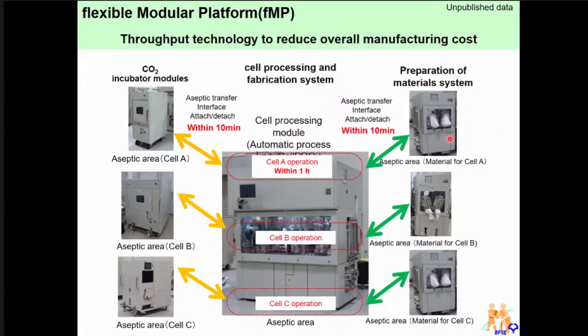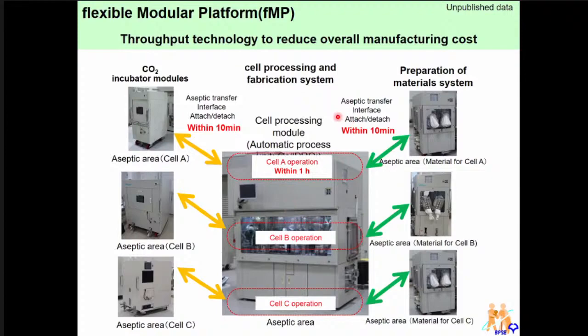We put the materials in the material system to connect to the automation system. And we bring the cells and connect each other within 10 minutes. Starting the medium change, for example, takes around 1 hour. After finishing, this module is detached and brought to others. And the other module connects and starts a different operation, then disconnects and connects again. So each operation takes around 1 hour, and connection and disconnection is within 10 minutes.